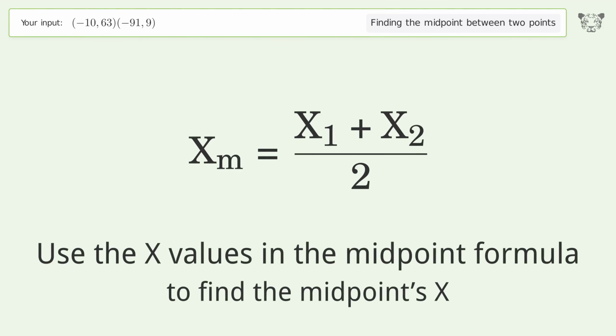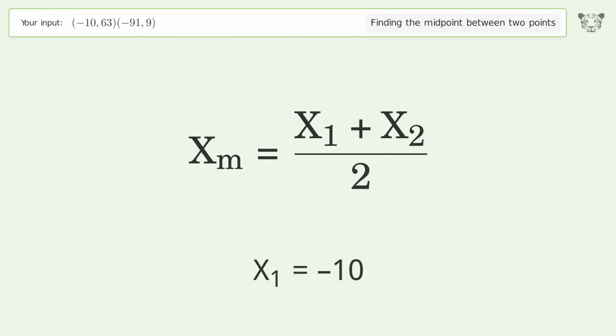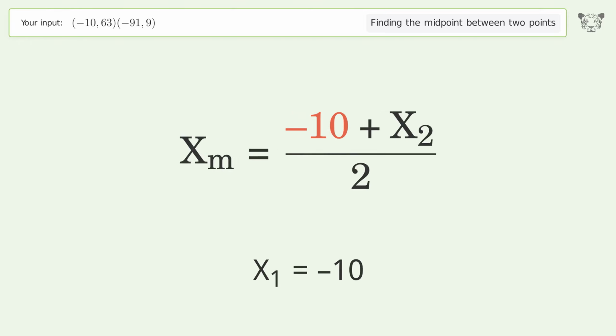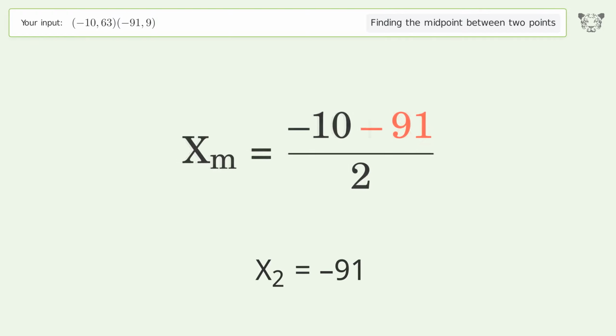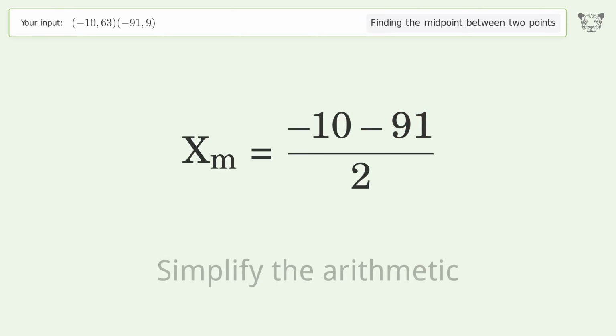Use the x values in the midpoint formula to find the midpoint's x. x1 equals negative 10. x2 equals negative 91. Simplify the arithmetic.